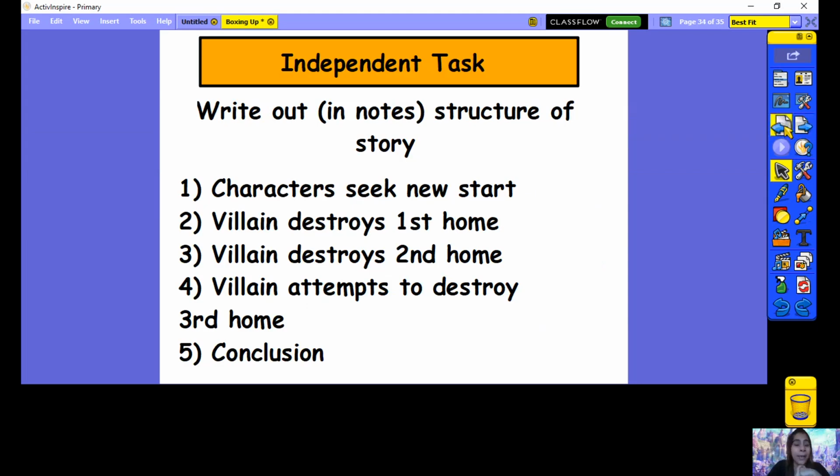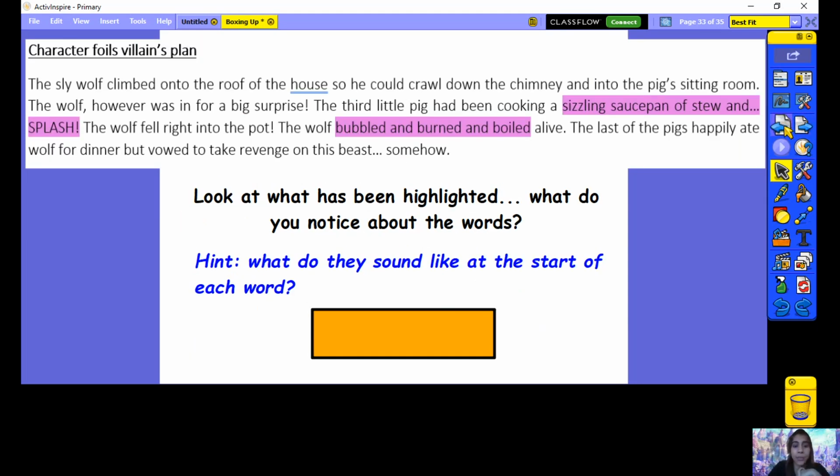The last of the pigs happily ate wolf for dinner, but vowed to take revenge on this beast somehow.